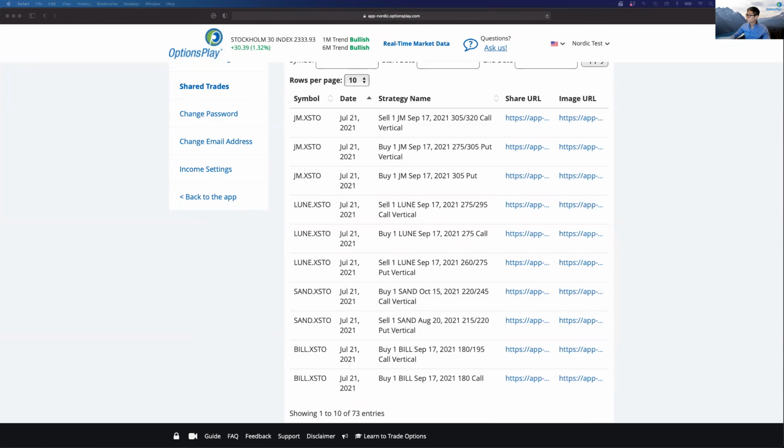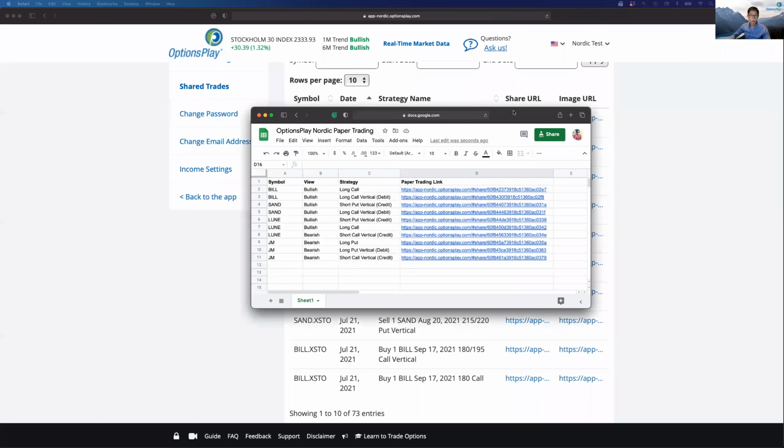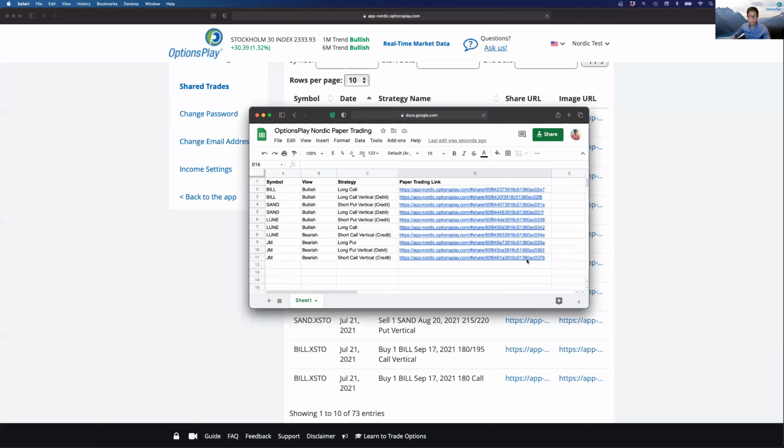So what I've done here for everyone on today's session is I've saved these trades into a Google Sheet, and I'm going to share this Google Sheet with everyone so that you can follow along. The trades that I just made, I have included all of the links here for you. Each one is a unique link, and all you have to do is click on the link and you'll be able to see the symbol, whether it was a bullish or bearish trade, and what strategy we traded on each one.